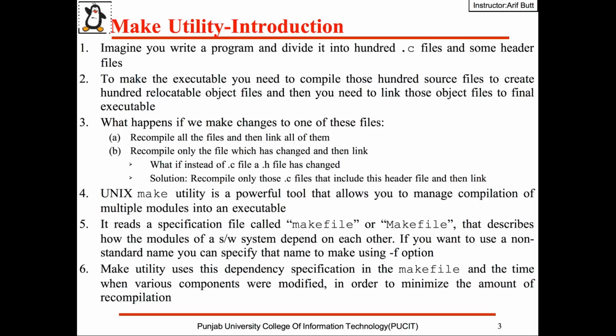Unix Make utility is a powerful tool that allows you to manage compilation of multiple modules into an executable. It actually reads a specification file that is called Makefile, which describes how the modules of a software depend on each other. If you want to use a non-standard name other than Makefile with a small m or capital M, you can always specify that name to the Make utility using the -f option. Make utility uses this dependency specification in the Makefile and the time when various components were last modified, and thus it minimizes the amount of recompilation.